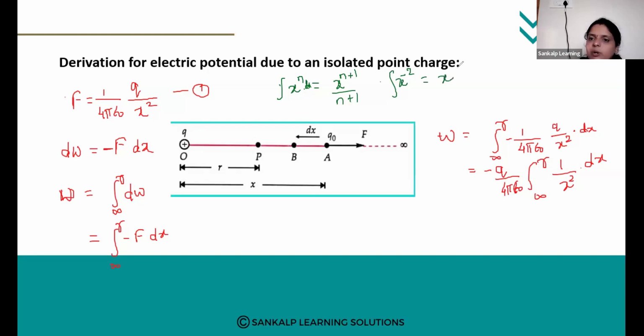So n plus 1 means what? Minus 2 plus 1 divided by minus 2 plus 1. So what is minus 2 plus 1? Yes. So here minus 2 plus 1 will be, see, this is equal to x raised to minus 2 plus 1, which will be minus 1, divided by minus 1.